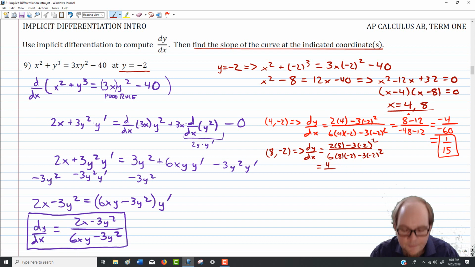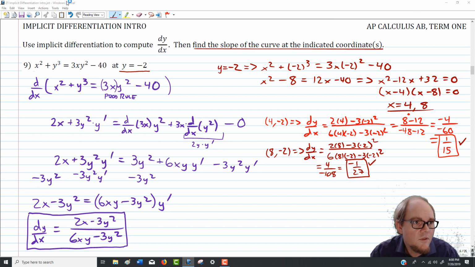That's 48 times negative 2 is negative 96. Minus 12 is minus 108. And that leaves us negative 1 over 27. So in this case, we actually ended up getting two slopes, because supposedly there are 2 points where the y-coordinate is equal to negative 2.